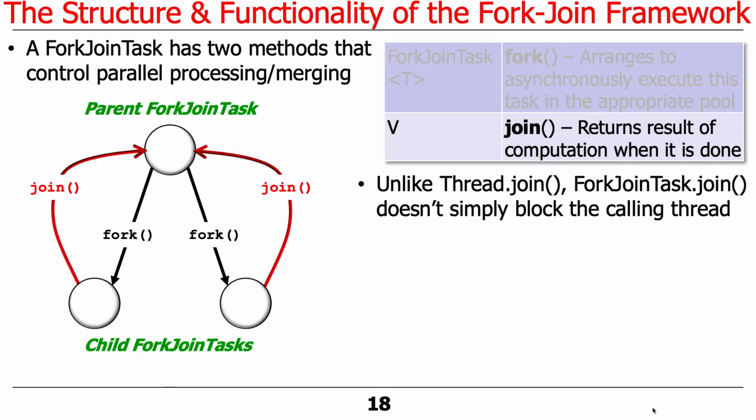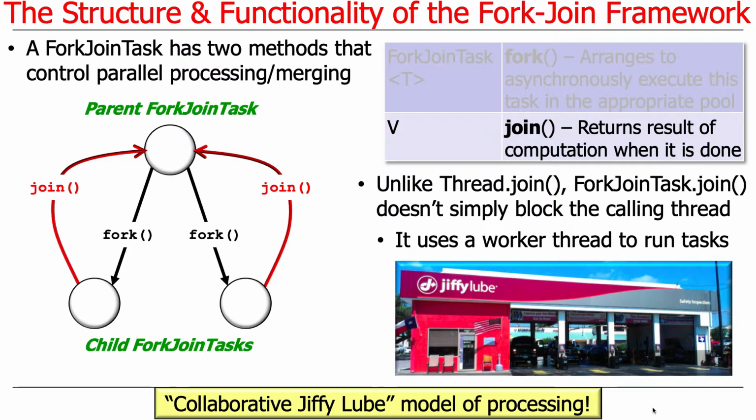Now, here's the really tricky part, and this is so weird. Remember we talked before briefly about thread join. So thread join is a method that's defined on thread, and when you join a thread, it blocks the calling thread until the thread you're joining with is finished. And that calling thread doesn't do anything while you've joined. There's also a similar method, join, on a fork join task, except fork join task doesn't simply block the calling thread. Instead, it uses the worker thread to run other tasks.